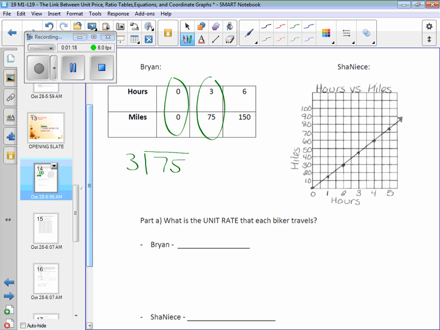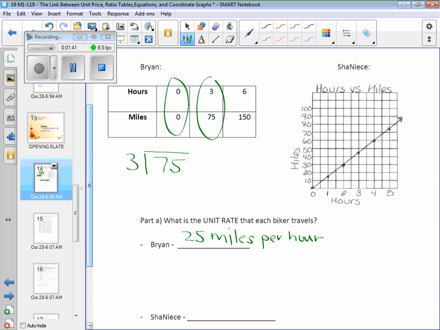Correct. Okay, now watch how I'm going to write this. Because some of you had a ratio here. Some of you just put 25. This is going to be a unit rate, how many miles per hour that bike goes. So you want to say 25 miles per hour. That's the rate of that cycle or that bicycle.